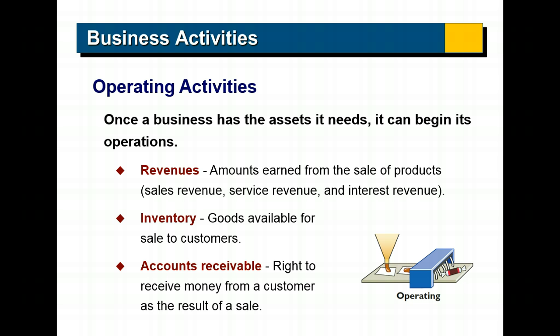Inventory are those items that are available for customers to purchase. And then accounts receivable are when a sale has happened, but you have not received the money yet, but the sale actually took place. The accounts receivable is when we have a right to that money. That money will be coming to us soon. They just haven't paid us yet. So receivables are rights to receive monies from a customer as a result of a sale.